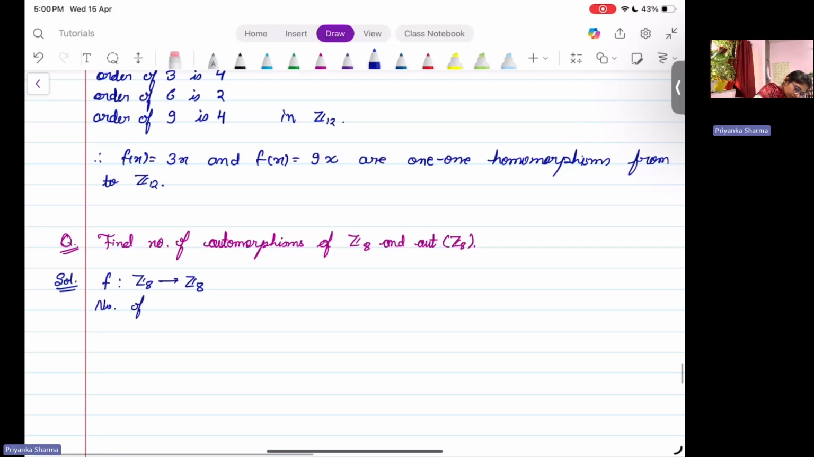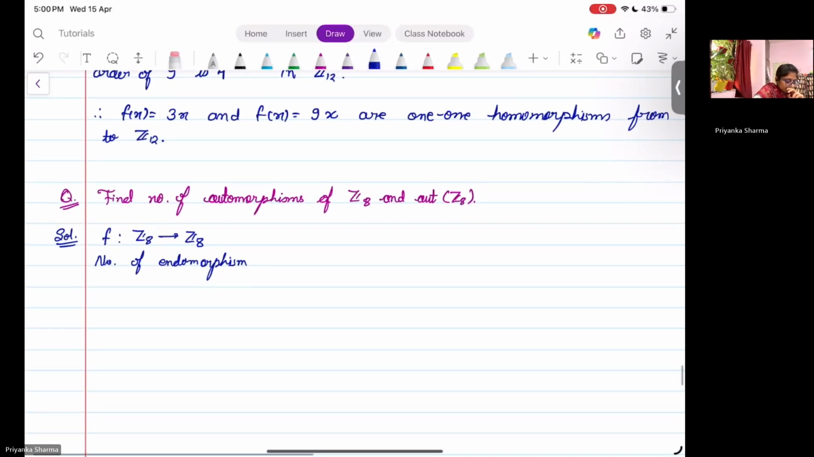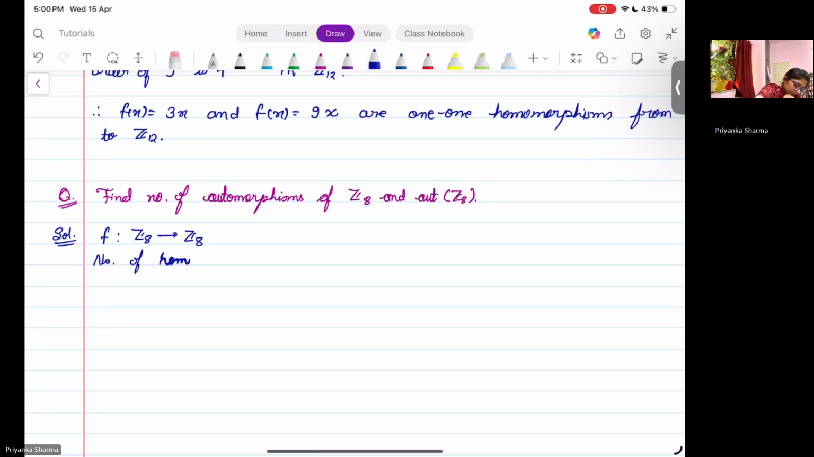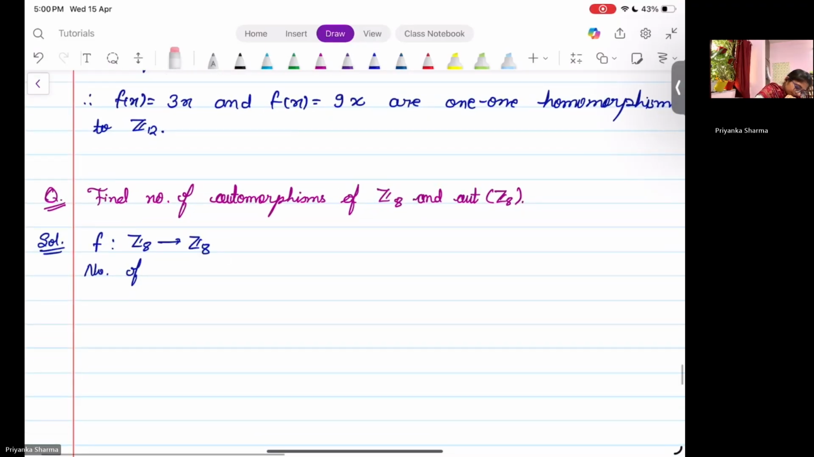So what is the number of homomorphisms or the number of endomorphisms? Got confused, so let me write it. Number of homomorphisms is the GCD of 8 and 8, which is 8, obviously. So we will have 8 homomorphisms or 8 endomorphisms from Z8 to Z8.